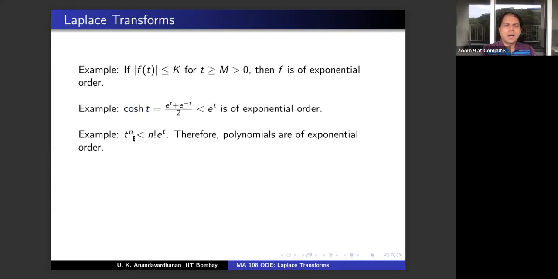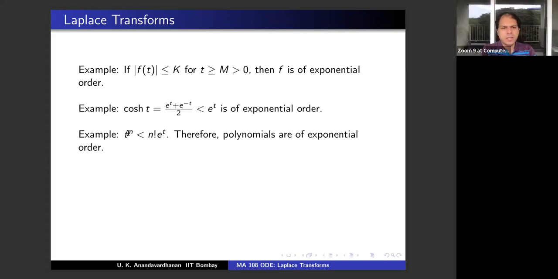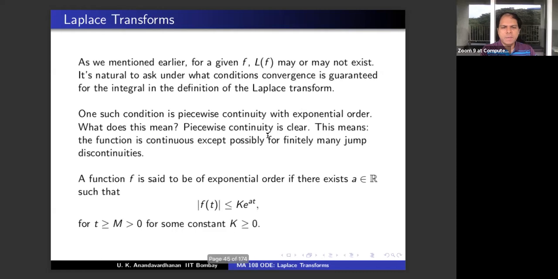If you take t power n, do you agree that it is less than n factorial times e power t? Yes, sir. Because e power t is summation t power n by n factorial, and this is just one term. And therefore, t power n is of exponential order, and therefore any polynomial is of exponential order. Because if you have two things of exponential order, then their sum is also of exponential order, right? If f1 is of exponential order and f2 is of exponential order, is it clear that f1 plus f2 is of exponential order?